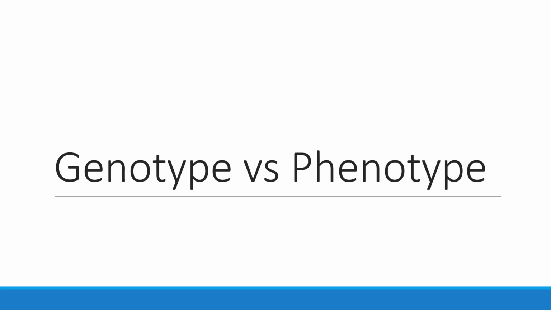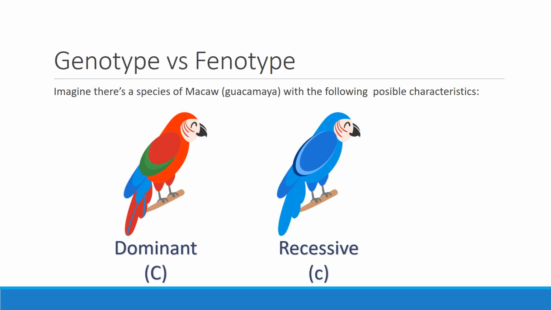So we're going to view what the difference is between a genotype and a phenotype. In order to understand what genotype and phenotype is, first let's imagine we have two macaws, and one will be red and one will be blue. If a macaw is red, we will call that a dominant trait, so we'll represent that with the capital C letter here. And if it's a blue macaw, we'll call that a recessive trait, so we'll give it a lowercase c.